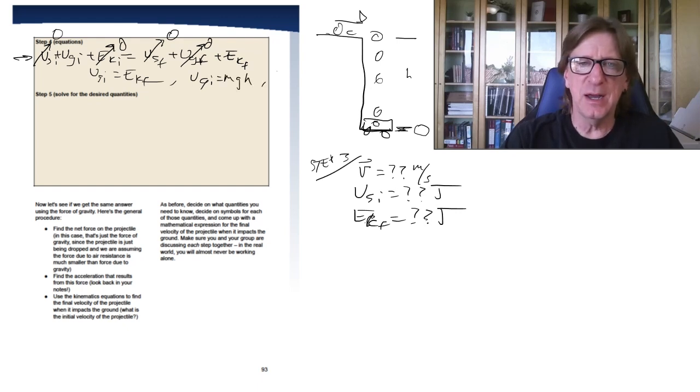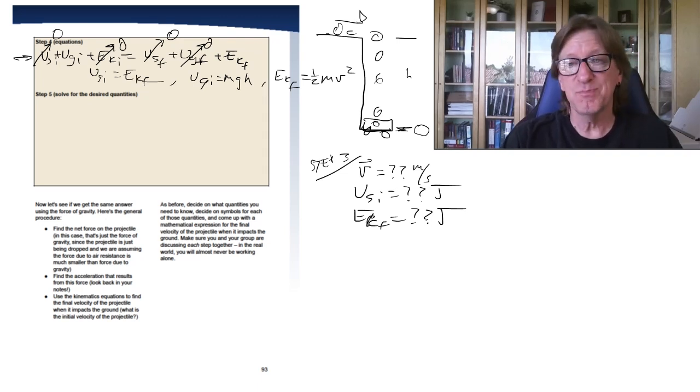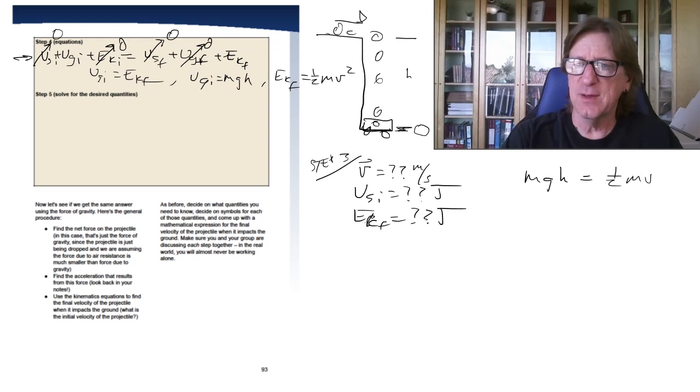And then my EK, my final kinetic energy, is simply 1/2 mv squared, where v is going to be my impact velocity. All right, so I've got 3 equations, 3 unknowns. Did you get this far? Now, it's okay if you went straight to saying mgh is equal to 1/2 mv squared.